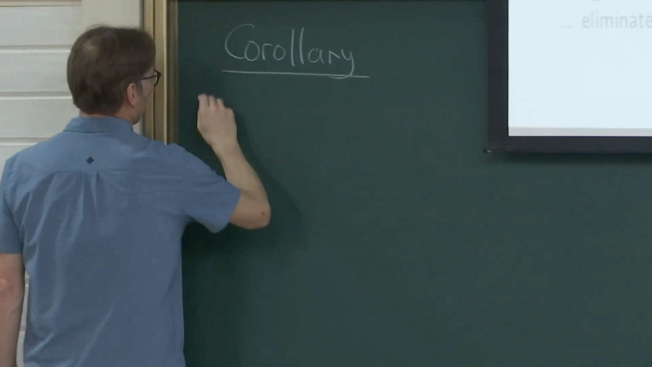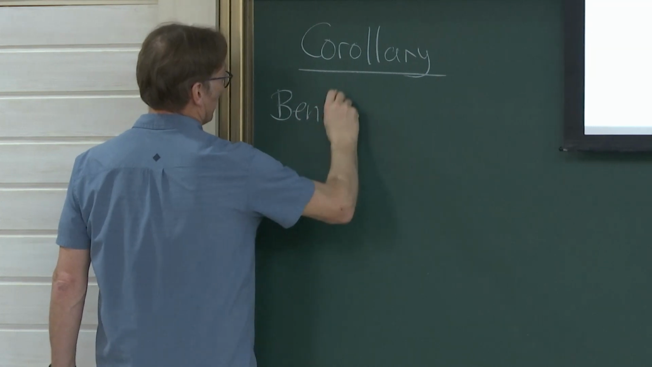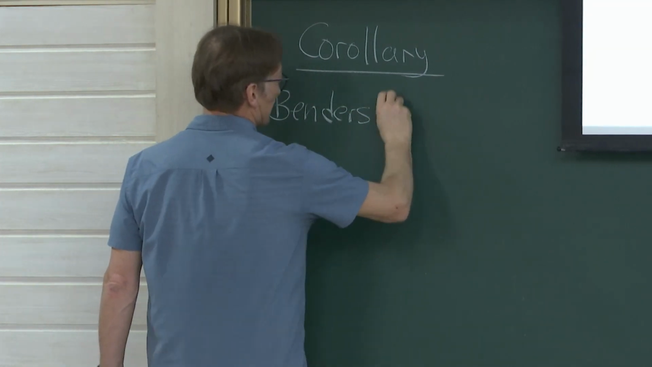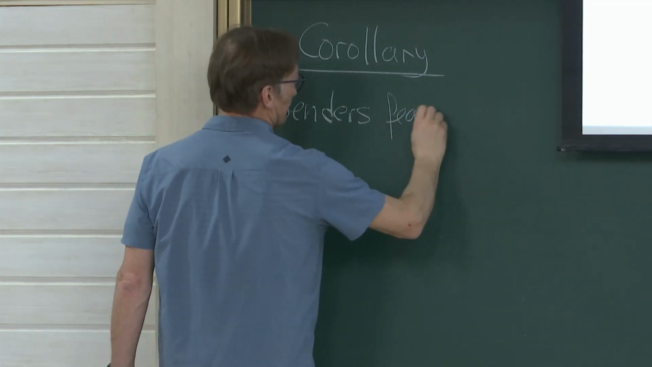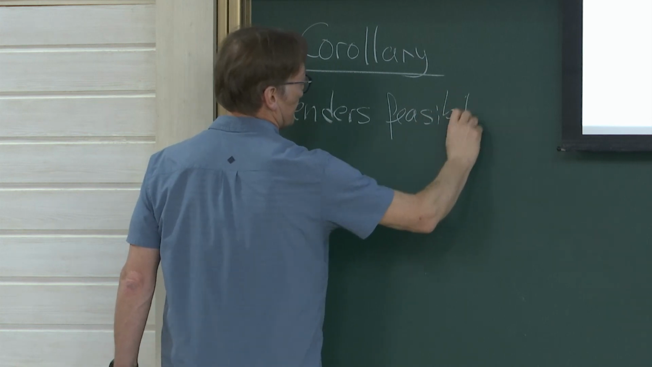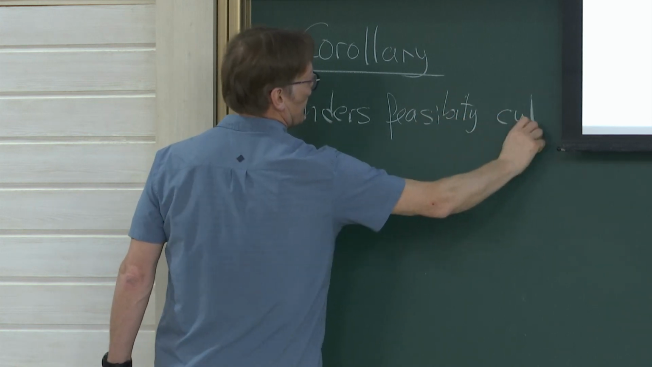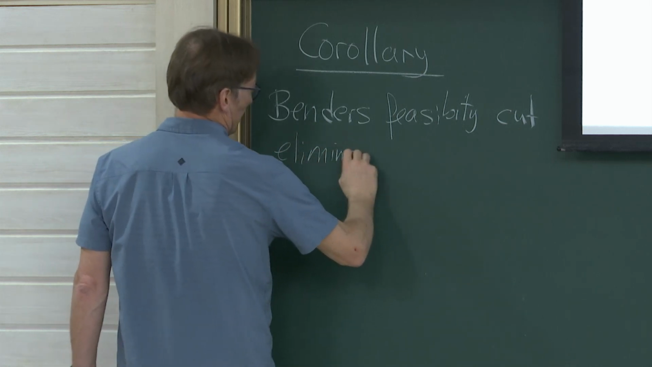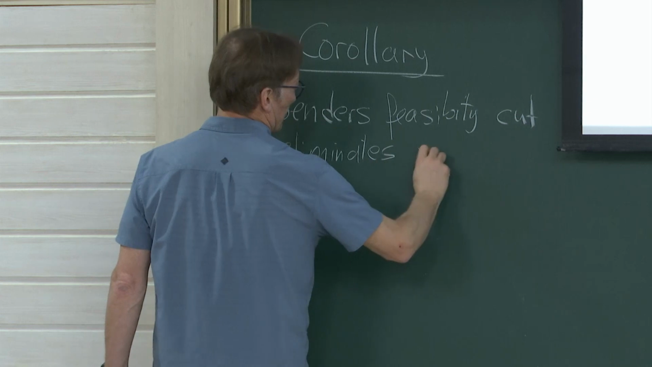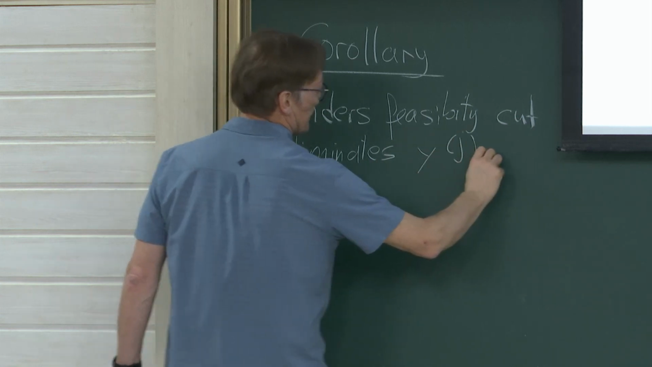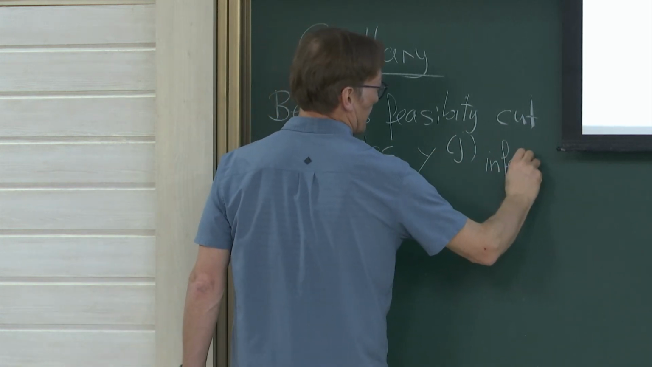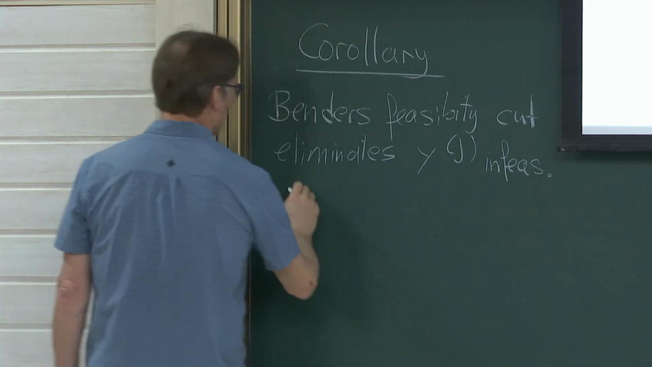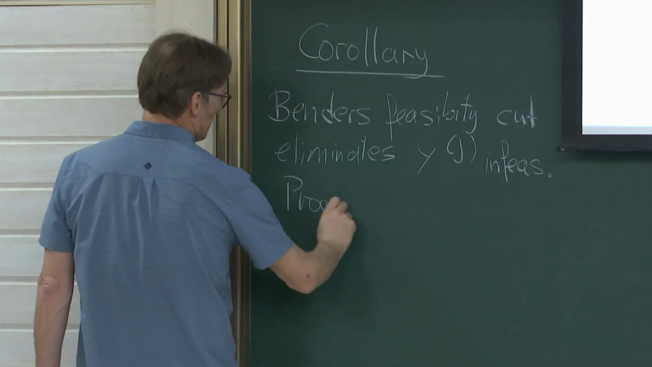Corollary: the Bender's cut, or the Bender's feasibility cut, eliminates yj infeasible. And the proof, it's really just a single line.